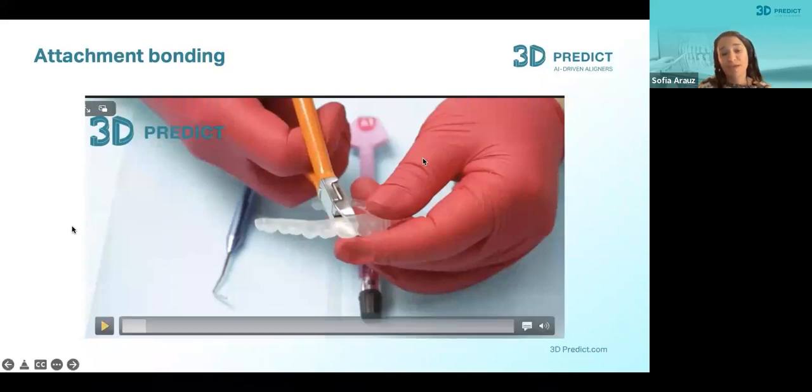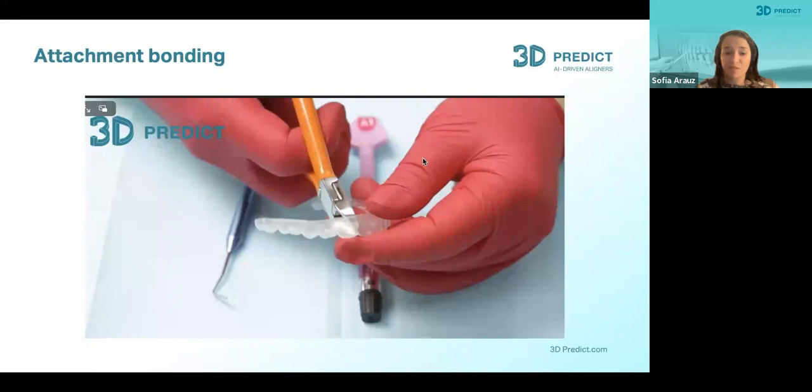Now, another question we get is, do I need to lubricate the template? In this video, you're not going to see any lubrication because lubrication is actually not needed. The only reason why you might have issues with the attachment not bonding to your teeth is if you're not following the steps that I'm outlining here.